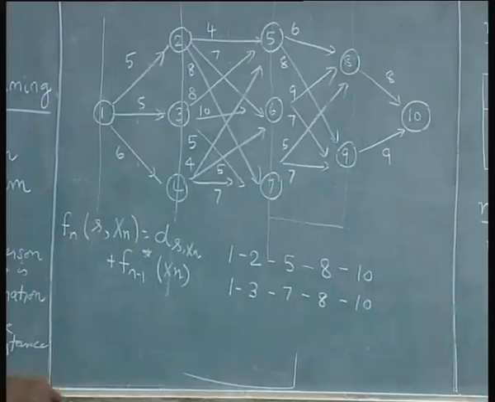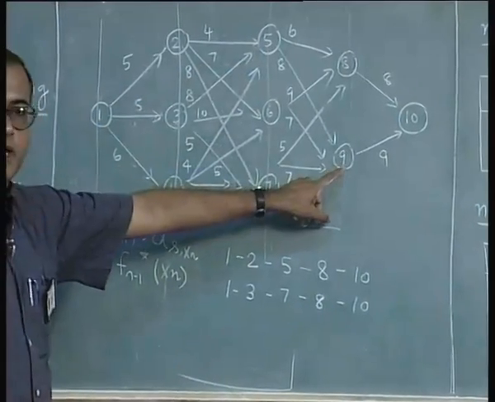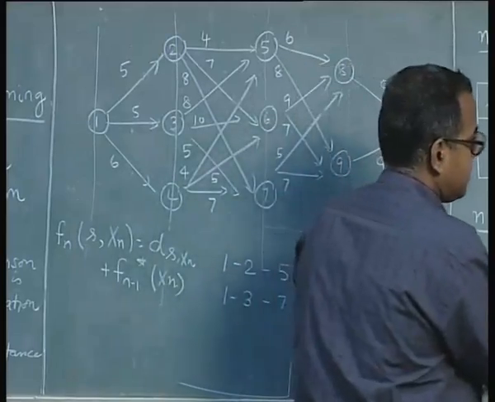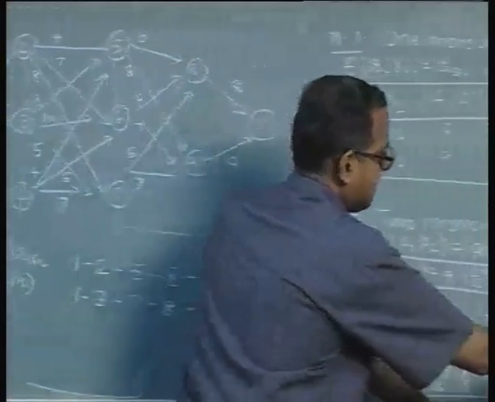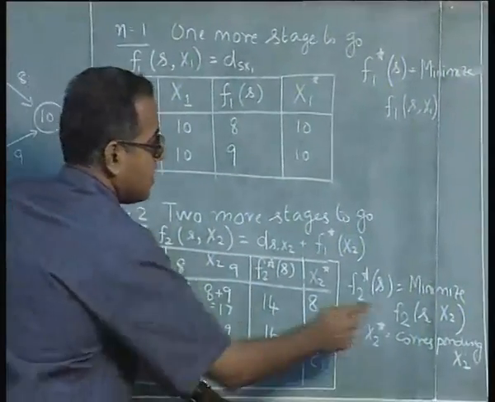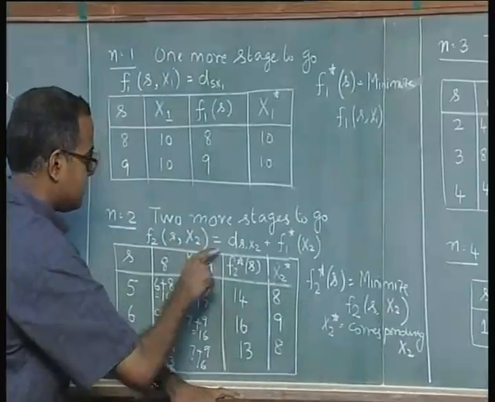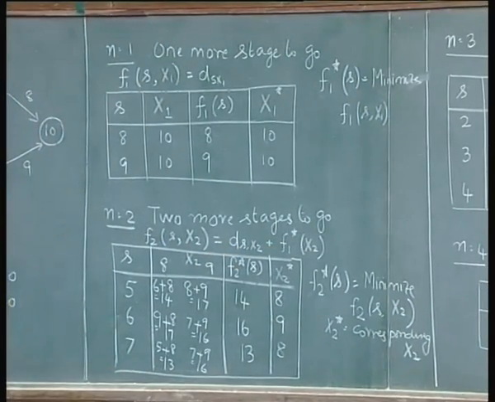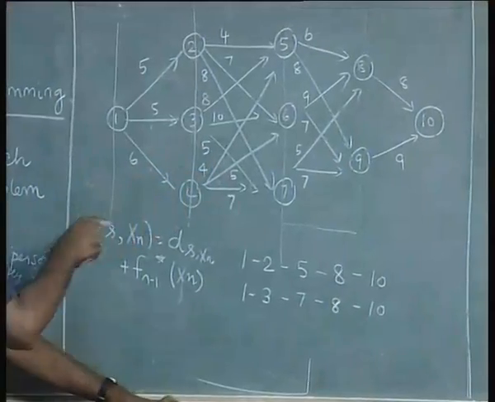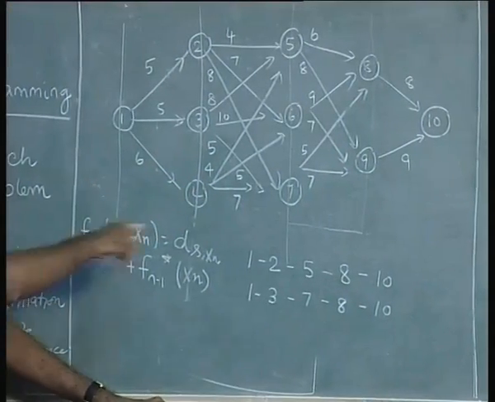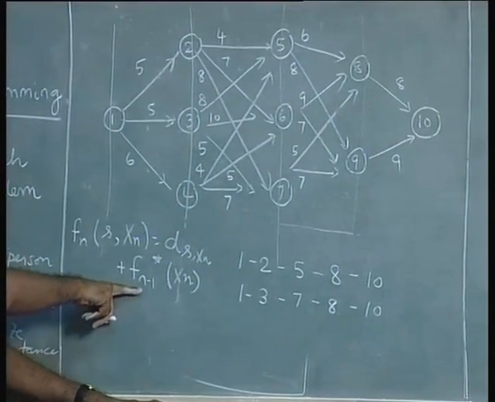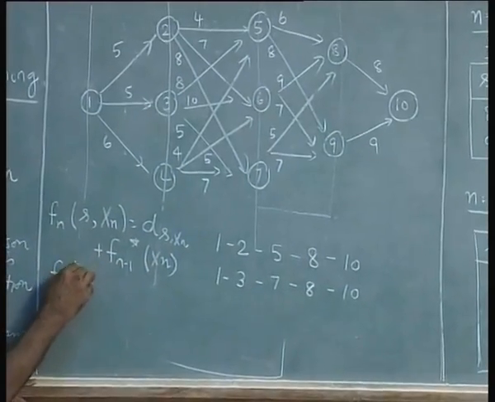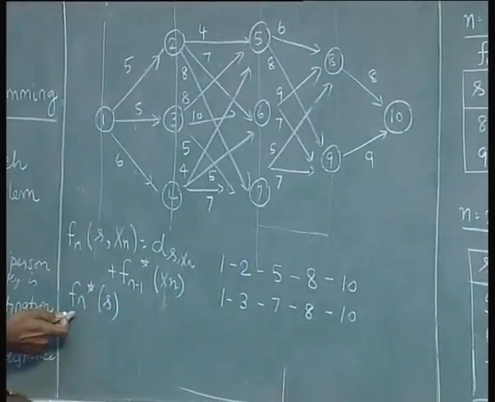For example, if I am in 5 and decide to go to 9, then somewhere we would have this here. I am in 5, I decide to go to 9. So you see, I have 2 more stages to go. So f2 of s, x2 is d s x2 plus f1 star of x2. So the best value is taken from the previous table. So if I have n more stages to go, I go to the previous table, which is f n minus 1 star of xn, and the best value would be fn star, n more stages to go.